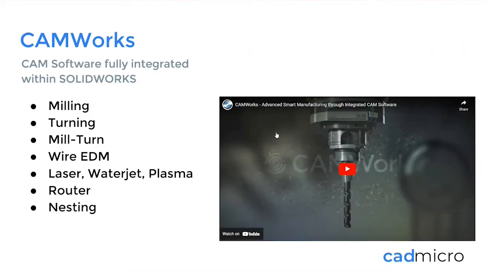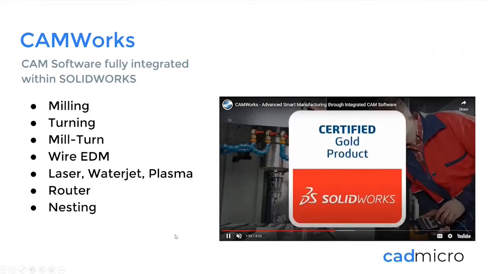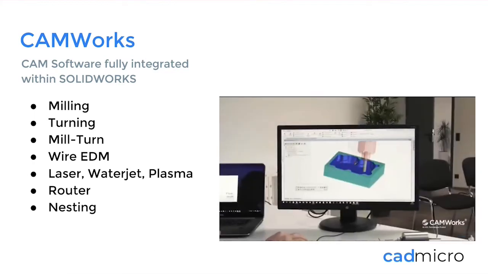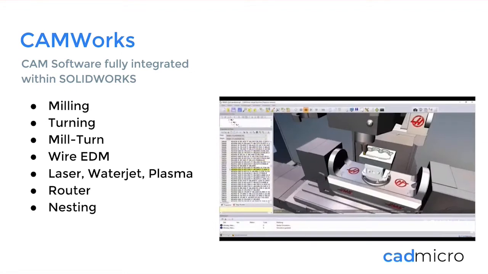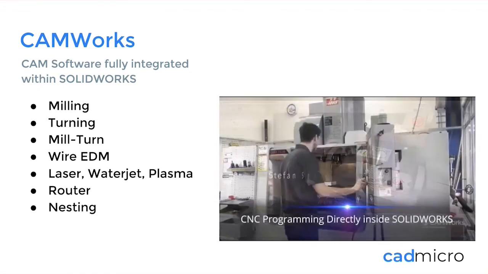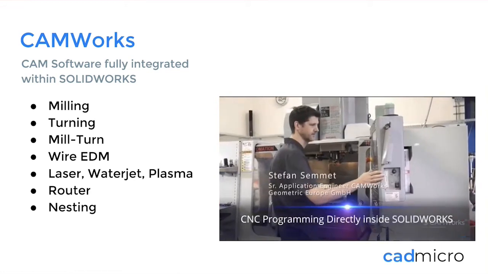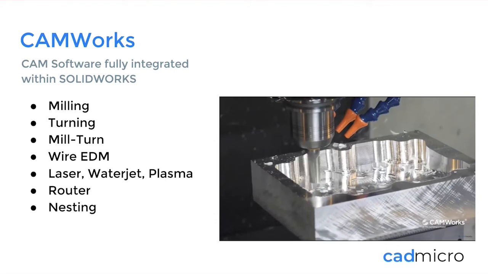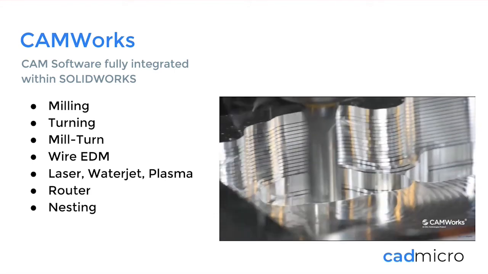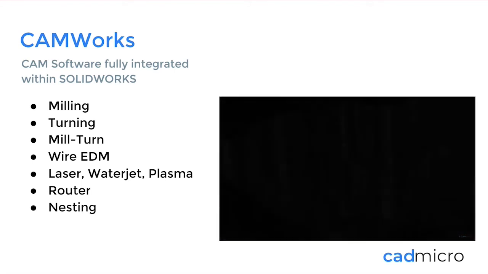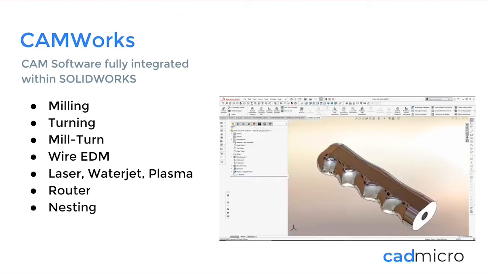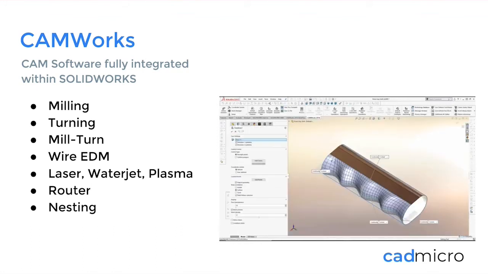So looking at CAMWorks, this is another software solution that we offer. And this is the main software solution if you are looking at anything above 2-axis milling and turning. So we offer milling, turning, mill turn machines, wire EDM. If you're looking to laser, water jet, plasma, those can also actually be programmed in SOLIDWORKS CAM as well. Routers, we also do nesting. So there's quite a few different options inside of the CAMWorks product family.